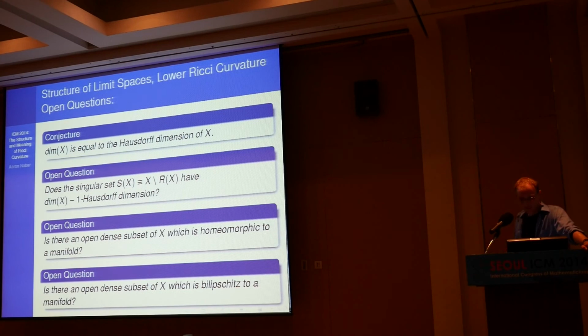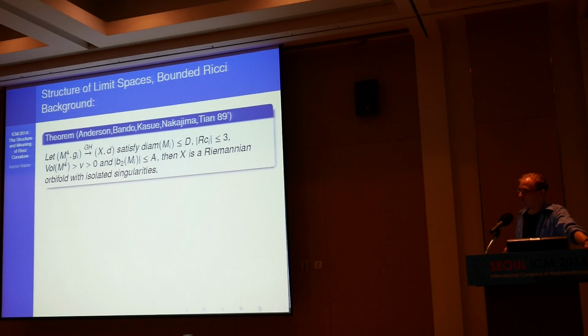So, the first reasonable thing to do here is to say what the first real results were, and in fact, this was stated in Picard's talk yesterday as well. But the first real results for limits of Einstein manifolds, or limits of spaces with bounded Ricci curvature, were in dimension 4. And what they said was the following: if we look at a sequence of 4-manifolds with everything bounded here, so this is to say the diameter is bounded, the Ricci is bounded, the volume is bounded from below, and the topology is bounded, then the limit space has to be a Riemannian orbifold with isolated singularities.